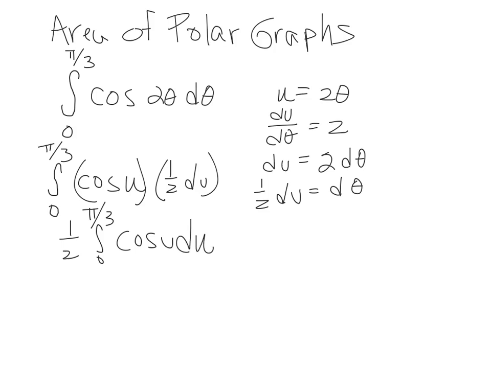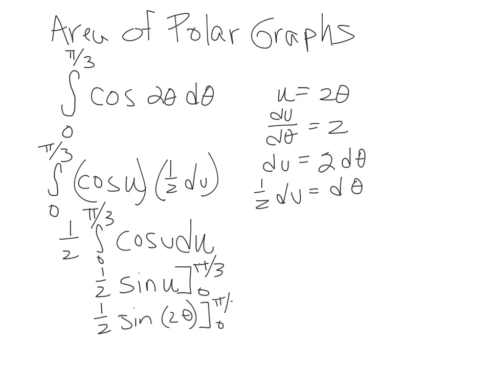Since the derivative of the sine is the cosine, the antiderivative of the cosine is the sine. So 1/2 times the sine of u would be evaluated from 0 to pi over 3, except that we need to change that sine of u back to 2 theta. So it's going to be 1/2 sine of 2 theta evaluated from 0 to pi over 3. So we substitute pi over 3 in for theta, subtract what we get when we substitute 0 in for theta.